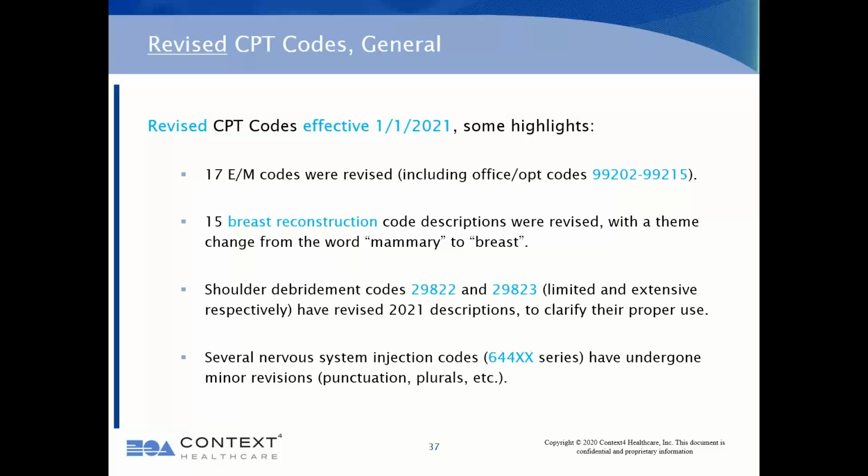Also, there are 15 revisions in breast reconstruction codes, which involve mainly replacing the word mammary with the word breast. 2 shoulder debridement code descriptions were revised to clarify the definition of what constitutes a limited and an extensive debridement. And finally, there are many minor revisions in the 644XX series of codes, which are mostly plurals and punctuations.